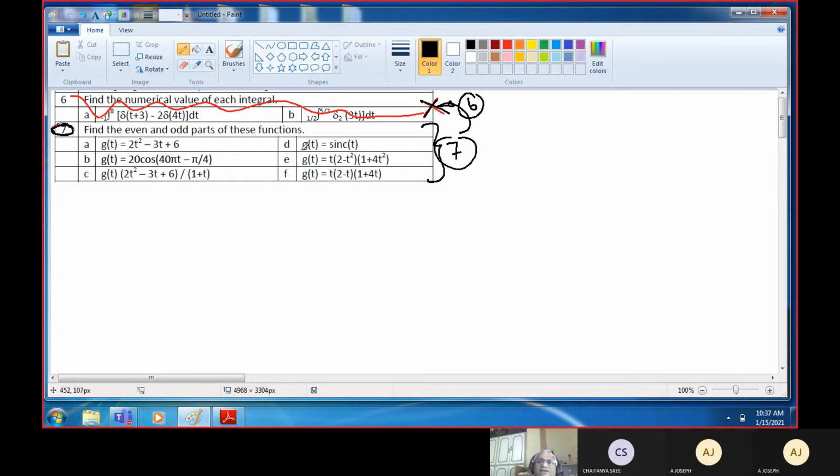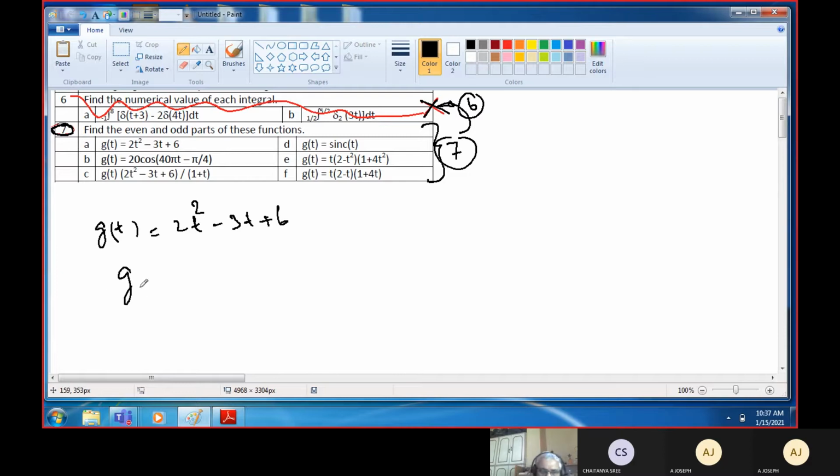Now let us, as usual, try to understand the problem clearly and then solve it. So we will read the problem. Find the even and odd parts of these functions. There are functions given here, all given as g of t. It can be any function. We should find out what is the even part and what is the odd part. We have to separate them.